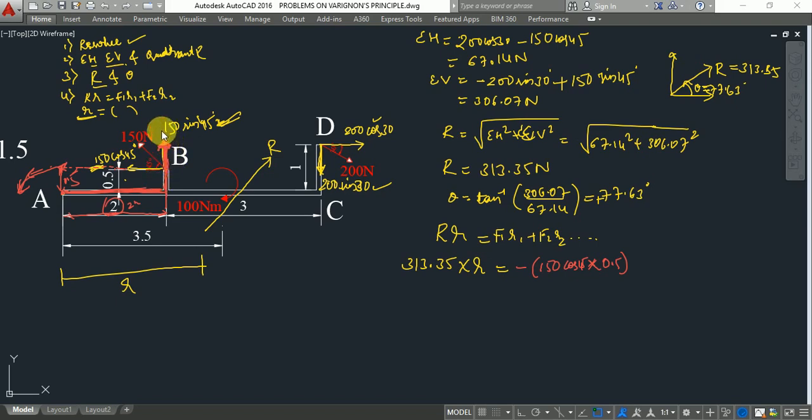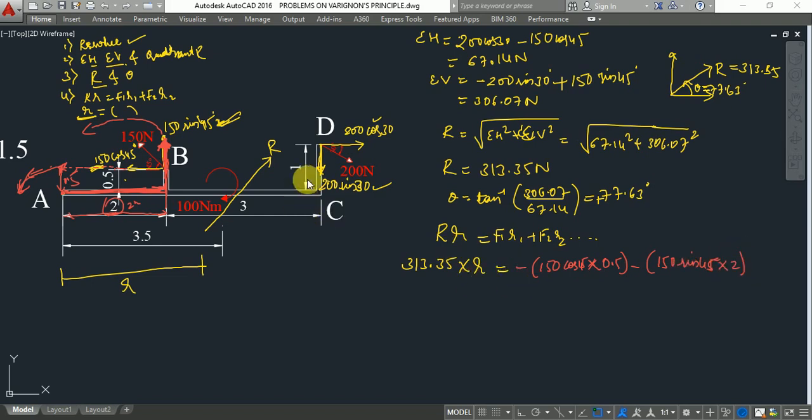So this will make the body rotate again in anti-clockwise direction, right? So minus 150 sine 45. What is the perpendicular distance? Perpendicular distance is 2 meters.